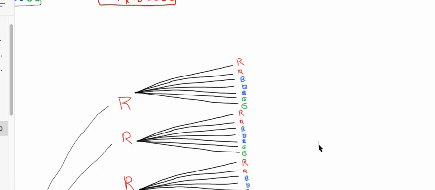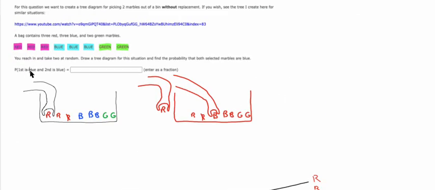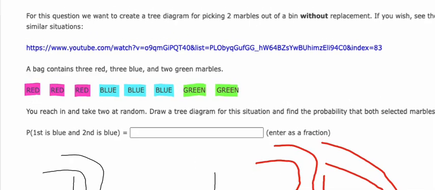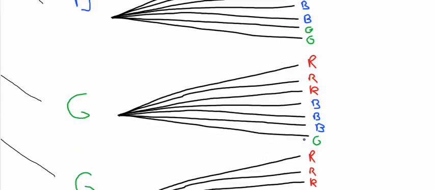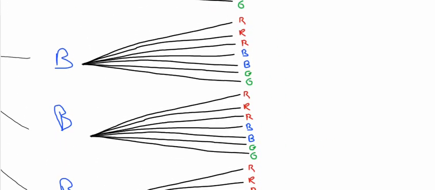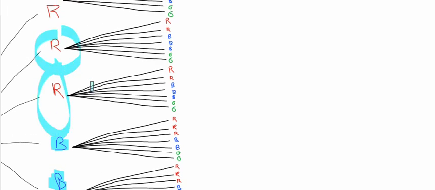Now, what they're asking us for is the chance of getting a blue on the first pick, and a blue on the second pick. They want the first to be blue and the second is blue, so it's a sequence. Now, since I have the tree, this is easy to answer now. I just look for cases where we got blue the first time. So that would be here, and here, and here. But these ones would not qualify.